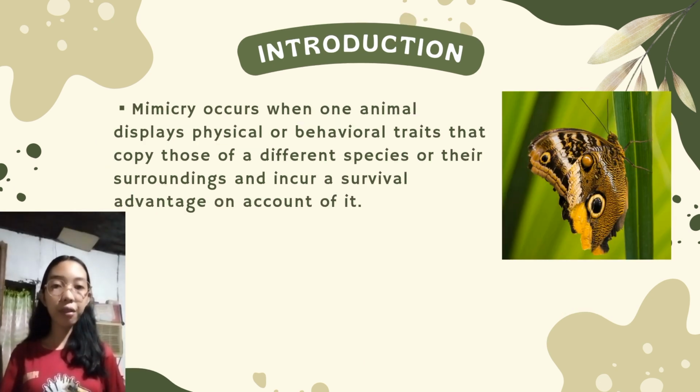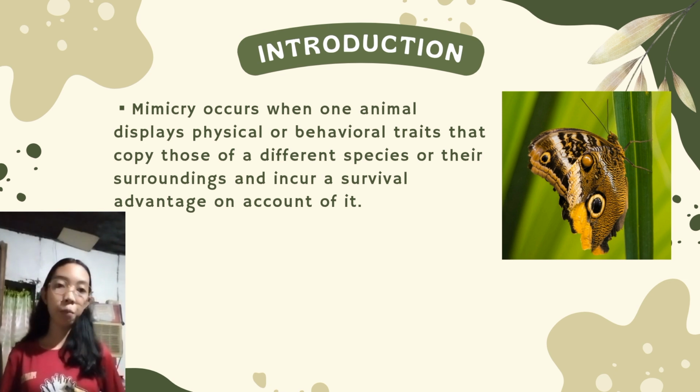So the other defense mechanism is mimicry. It occurs when animals display physical or behavioral traits that copy those of a different species or their surroundings and gain a survival advantage because of it. It is when an animal or plant looks like another species to protect itself from predators or to catch prey. It helps organisms to survive by tricking others in their environment.